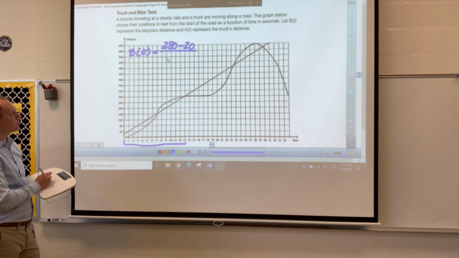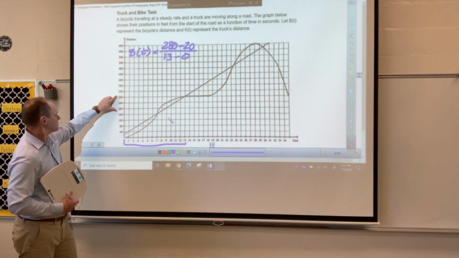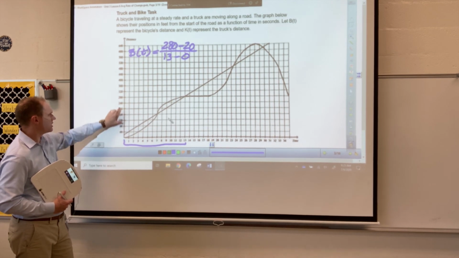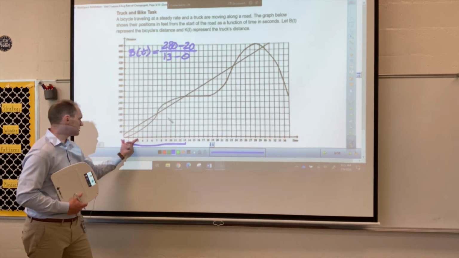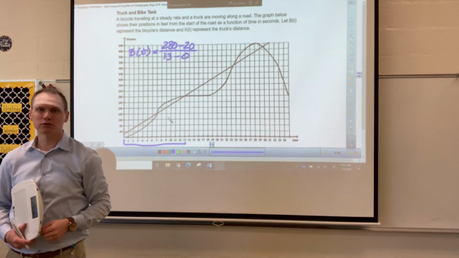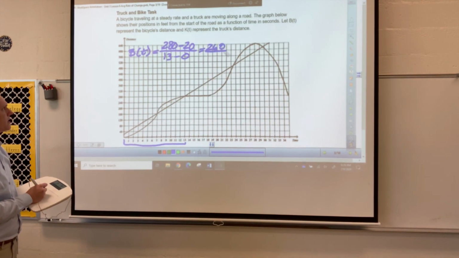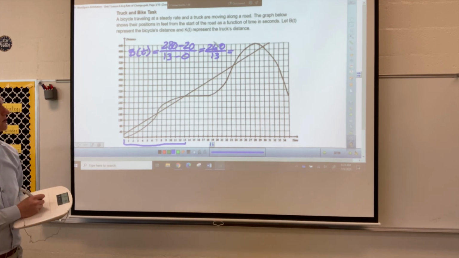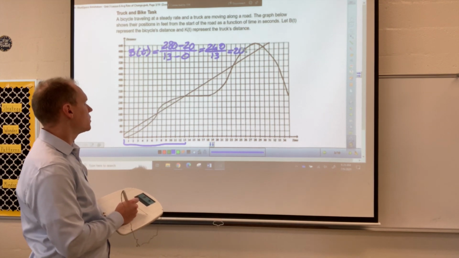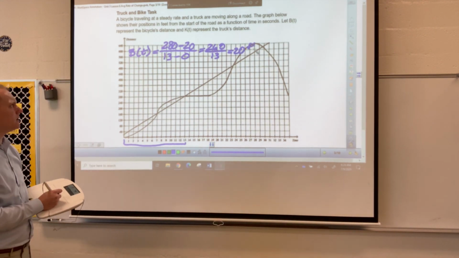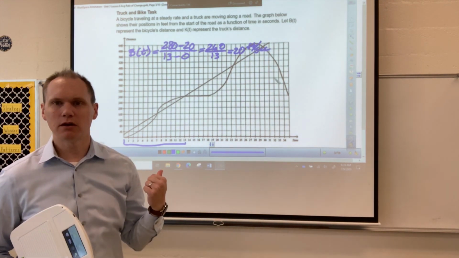Divided by the change in time, which would be 13 minus 0. So we're doing change in distance, 280 minus 20, that's a change of 260, divided by the change in time, which is 13 minus 0, so it's 13 seconds. So we get 260 divided by 13. Mental math here, 26 divided by 13 is 2. So 260 divided by 13 is 20. So 20 feet per second is the average rate of change of the bike over that interval.